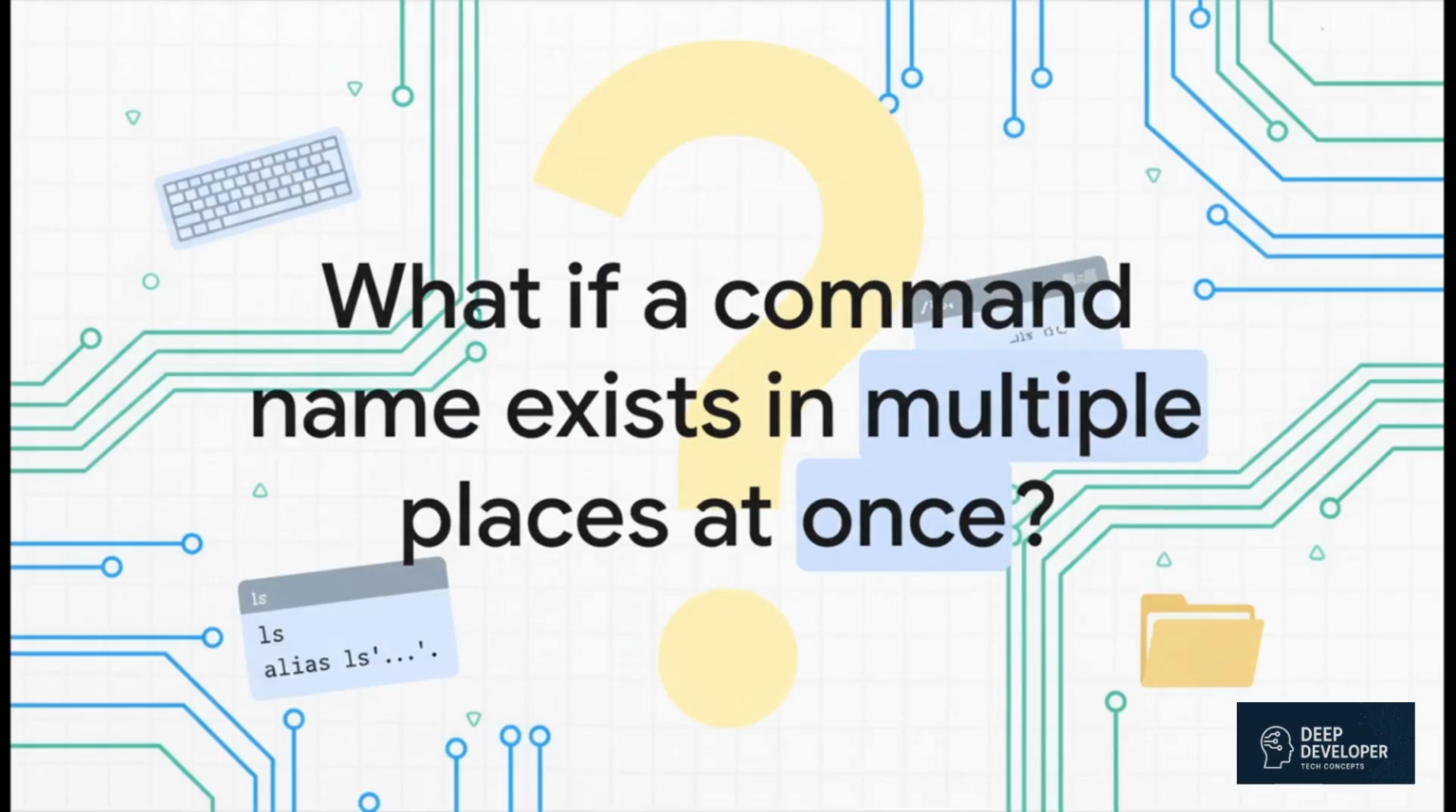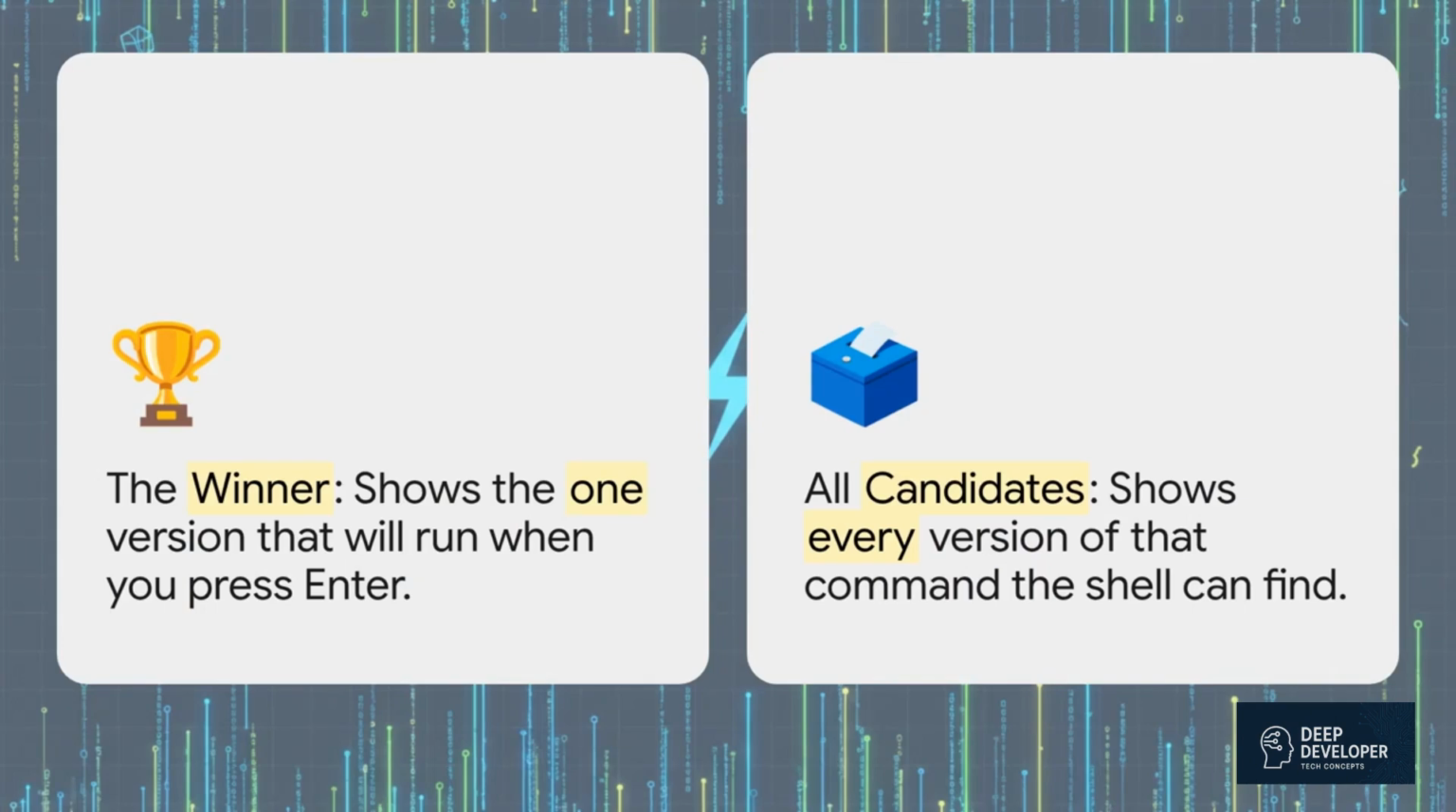Okay, but this is where it gets really interesting. What happens when a name like ls exists in multiple forms at the same time? I mean, it could be an alias you created, and it's definitely an external file. So how does the shell decide which one to run when you just type ls and hit enter? This is where you learn the difference between plain type and type -a. If you just run type, it shows you the winner, the one and only version that is going to execute right now. But if you add that -a flag for all, it shows you all the candidates, every single place the shell can find a command with that name.